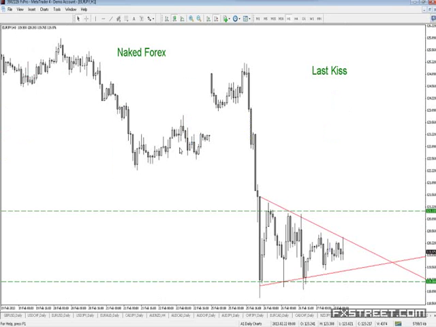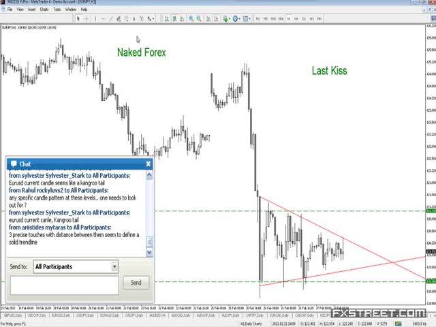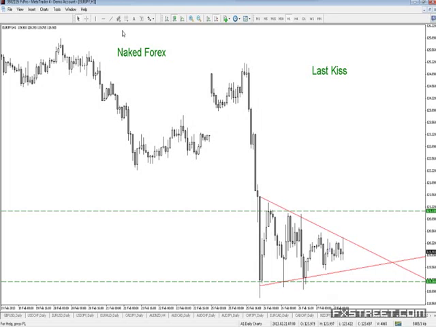Yeah, so Aristide says that 3 precise touches with distance between them seem to define a solid trend line. Yeah, I've heard that, and I get it. The thing though is that, if there are any breakout traders, they know that often the more touches you get, in most cases, the more likely it is to break out.